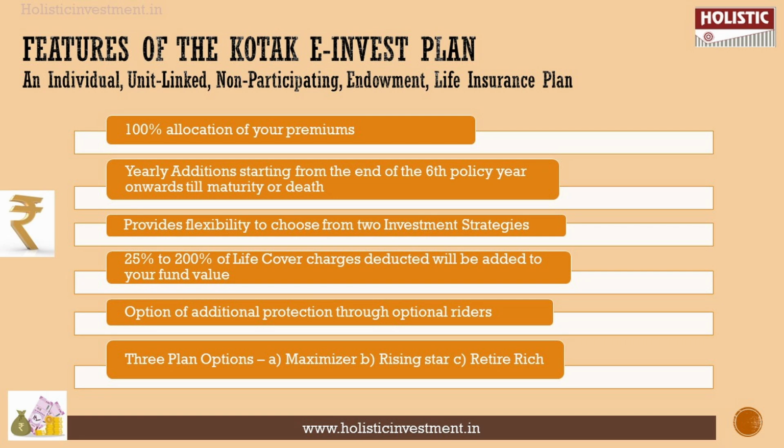Also, 25% to 200% of your life cover charges which are deducted will be added to your fund value later on, if it is applicable to your situation. It also provides you with the flexibility to choose from 2 investment strategies, and there are options of adding additional protection through optional riders. There are 3 plan options available under this plan, which are Maximizer, Rising Star and Retire Rich.